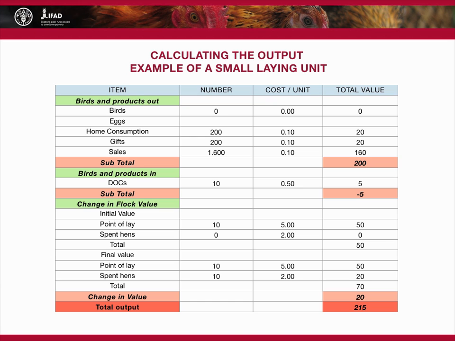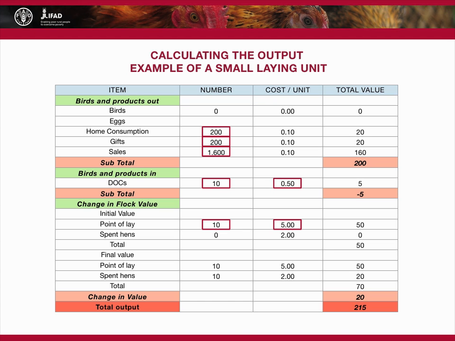At the beginning of the year, a poultry producer has 10 lay hens, each worth $5. Each bird produces 200 eggs in the year, worth 10 cents per egg. The owners eat 200 eggs, give 200 as gifts, and sell the rest. During the year, the poultry producer buys 10 day-old chicks at 50 cents per bird, and all the birds survive.